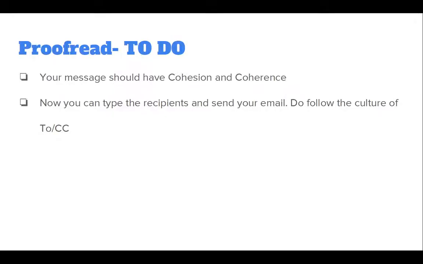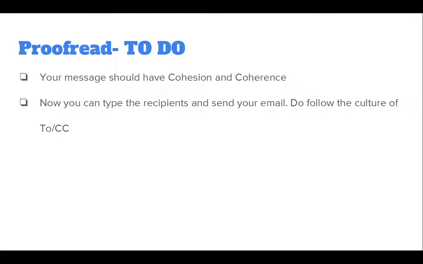Now finally we are going to take the mail which has already been drafted and revised. We are going to see a proofread of this message, and we are going to check two parameters: whether the message has cohesion, whether it has logic and a connect overall in the message, and finally whether the message has clarity. So this is what we are going to see. So finally, yes, proofread to do. Your message should have cohesion and coherence, and only after your proofreading is done do you type the recipients and send the mail.